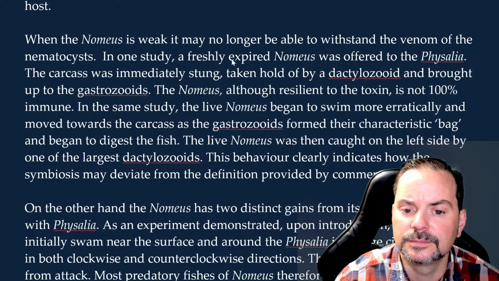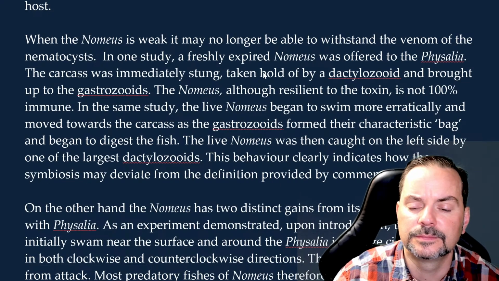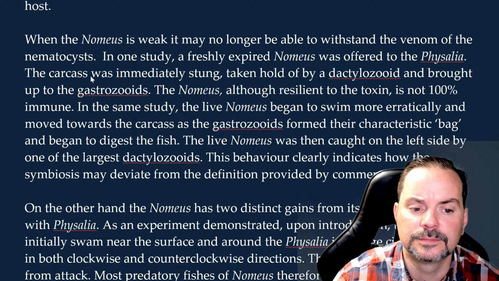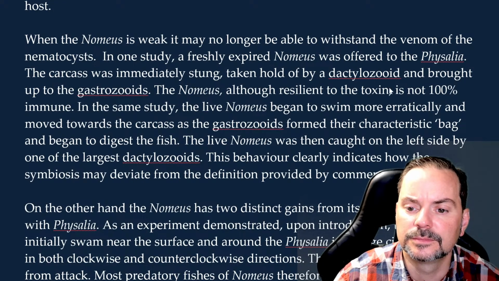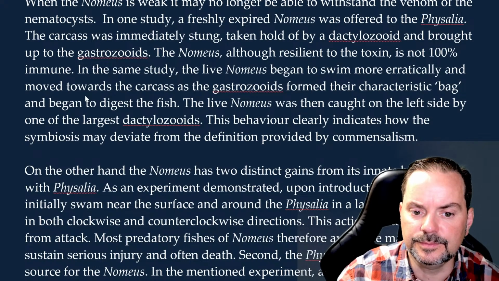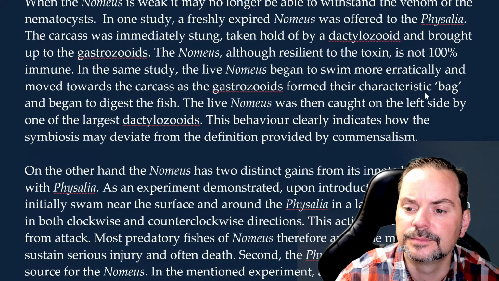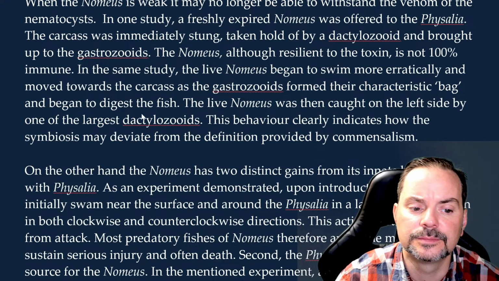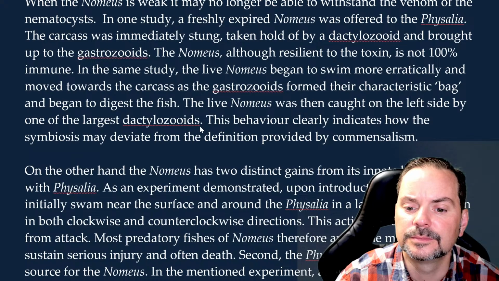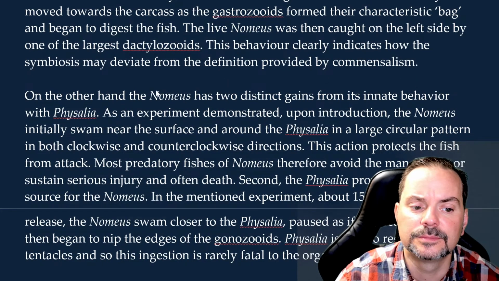When the Nomius is weak, it may no longer be able to withstand the venom of the nematocysts. In one study, a freshly expired Nomius was offered to the Physalia. The carcass was immediately stung, taken hold of by a dactylozoid, and brought up to the gastrozoids. The Nomius, although resilient to the toxin, is not 100% immune. In the same study, the live Nomius began to swim more erratically and move towards the carcass as the gastrozoids formed their characteristic bag and began to digest the fish. The live Nomius was then caught on the left side by one of the largest dactylozoids. This behaviour clearly indicates how the symbiosis may deviate from the definition provided by commensalism.